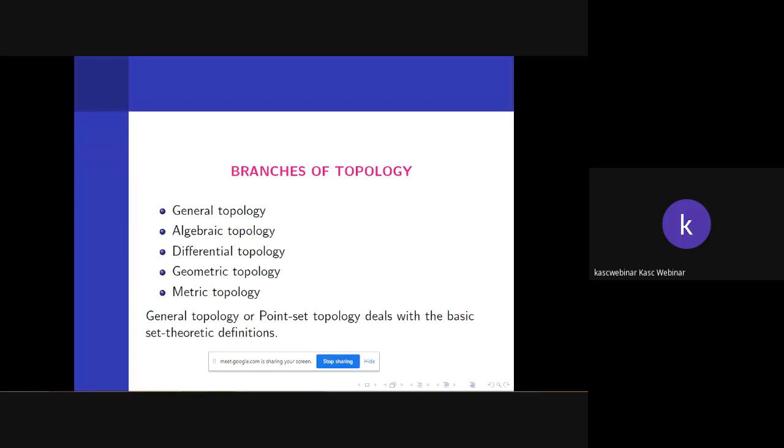There are various branches of topology. General topology is the one we are going to see, which deals with points and sets and set-theoretic definitions. Algebraic topology is a branch which uses tools from abstract algebra. Differential topology is used in the field of differential equations, where you have differentiable functions. Geometric topology is used to study manifolds and the functions between those manifolds. Metric topology, as the name indicates, uses a metric distance or some quantity. The topology is induced by the metric that is defined on the space.